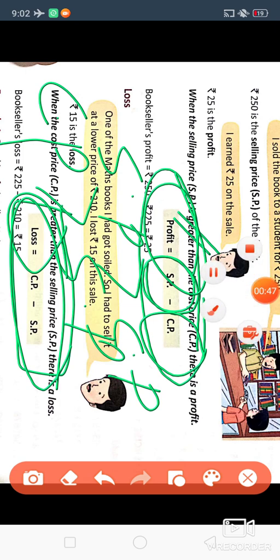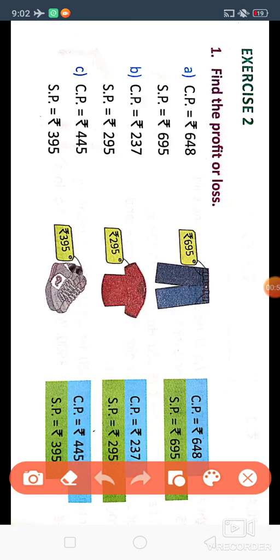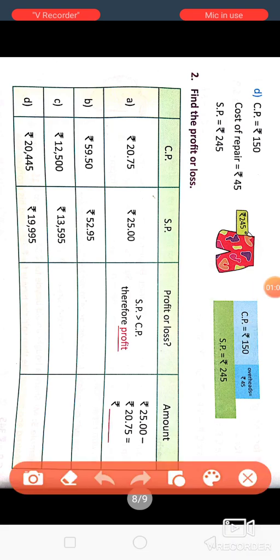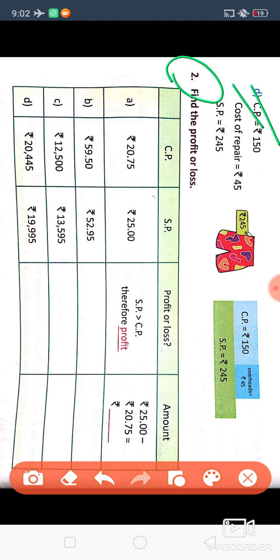This much part we have already done. These questions we have discussed: exercise 2, question 1A, C, and this question number D also we have discussed, and I told you to solve question number 2. So one of the questions I am doing for you, and the rest you have to do on your own. This is your table. No need to make the table, you just have to see what is given. Look at here. I am going to solve question number B for you.